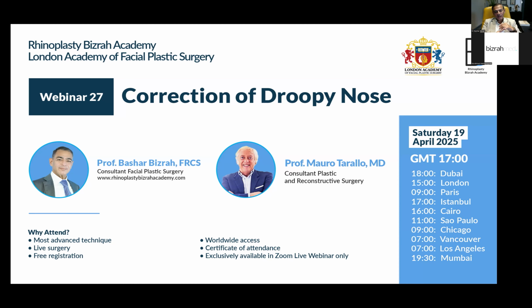So the main etiological factors of the droopy tip are the short extended caudal septum, the long lateral crus, which is pushing the tip down, and also the short columella and the hyperactive depressor septi muscle, or hyperactive oral muscle, which pulls the tip down. Therefore, in order to obtain a sustained, stable tip projection and rotation, you need to treat those factors one by one in order to achieve your results.